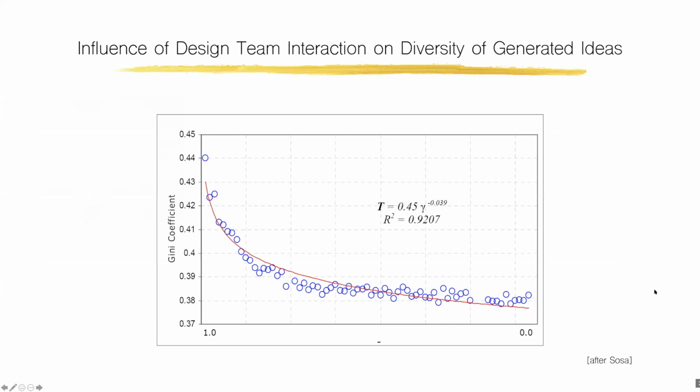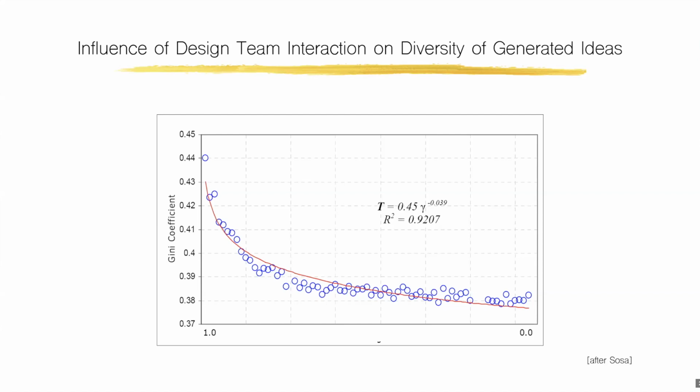And you can take these ideas about situated cognition and apply them to people. So here we're looking at what's the effective design team interaction on the diversity of the ideas that the design team generates. Across the horizontal axis is how long, actually more precisely, how well design team members work together. 0 means they don't know each other and haven't worked together, and 1 means they work together very, very smoothly, and they work together a lot. The vertical axis measures the diversity of ideas generated.